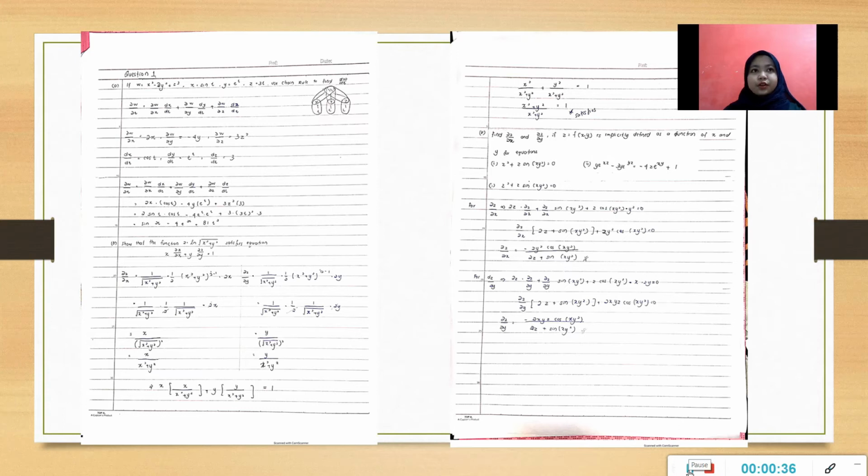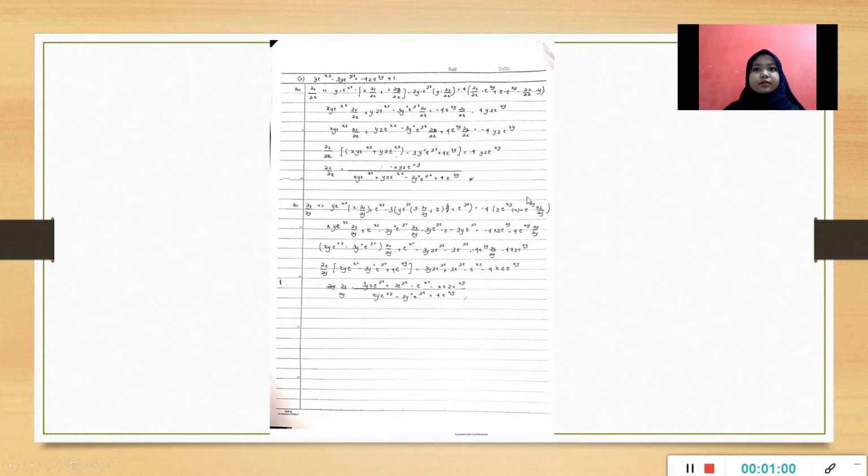I'm in question 1. It consists of three parts, which are part A, part B, and part C. Part A is to use the chain rule to find dw/dt. Part B is to show that the function, and part C is to find the implicit. It consists of part 1 and part 2. That's all.